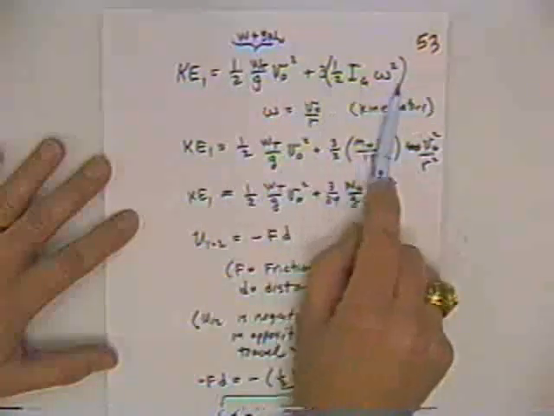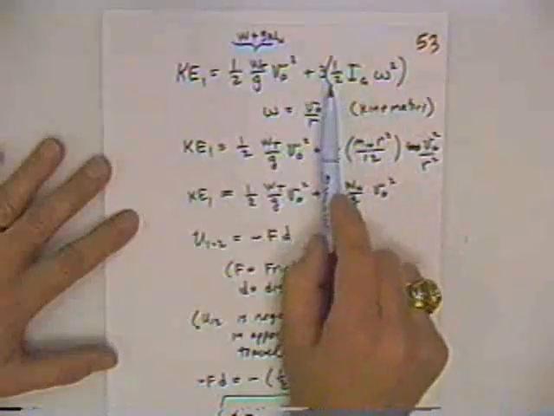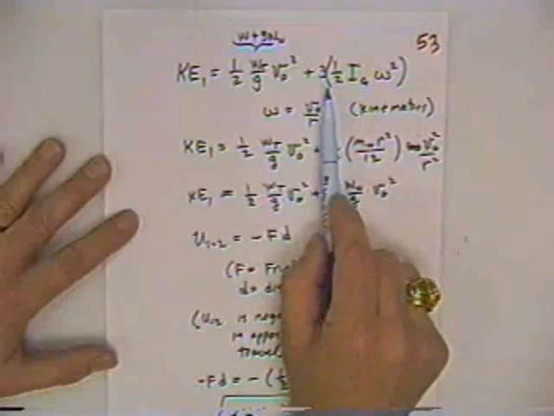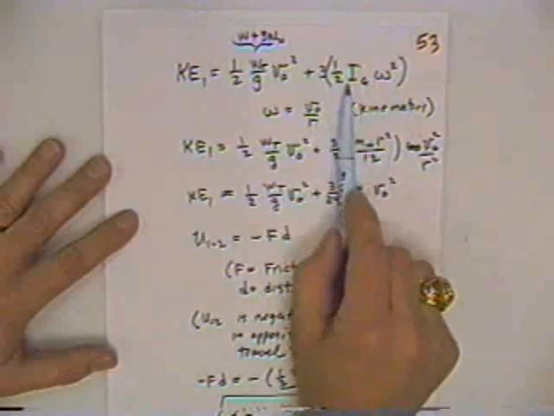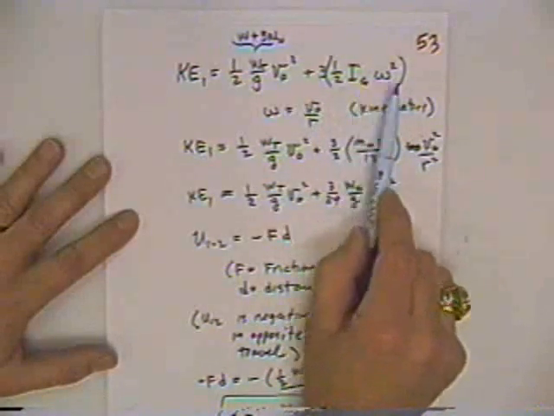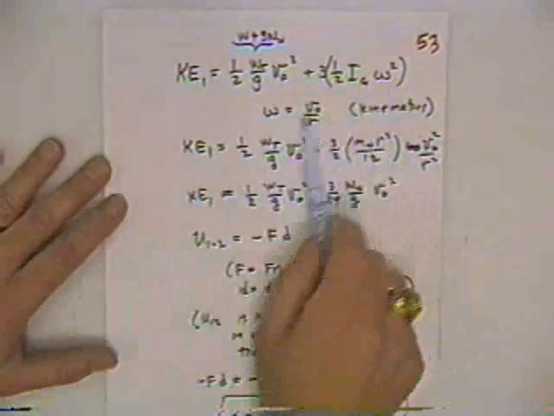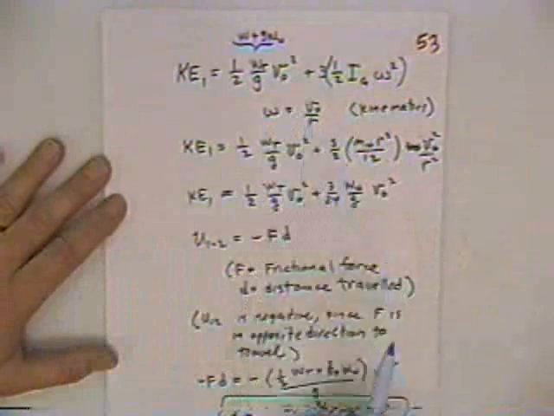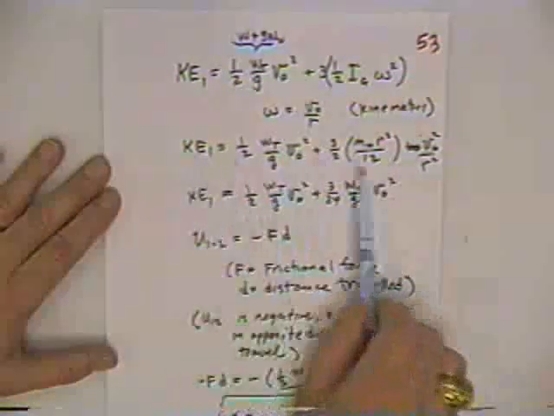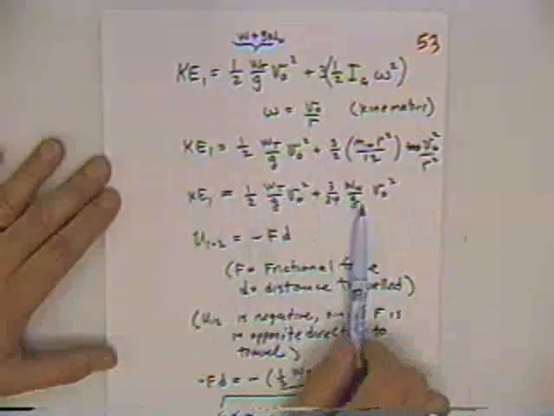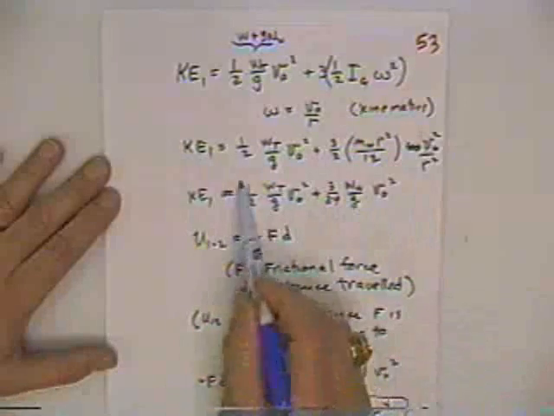The wheels, in addition, but not the car itself, have 3 of them. Each one has 1/2 I about G for the disk times omega squared. Okay? Now, omega is still related to V0 over R like that. And that's how we compute kinetic energy at time 1 in terms of V0.